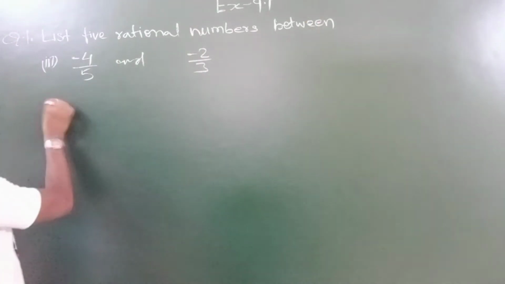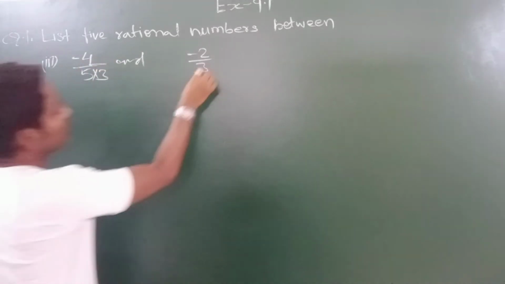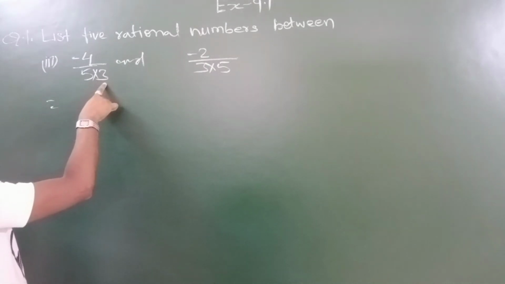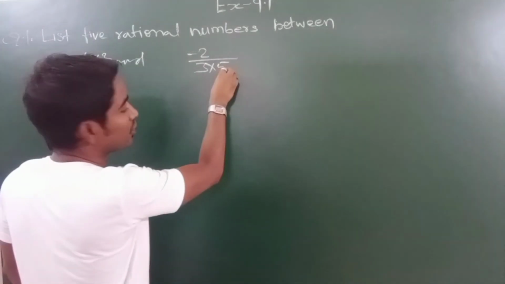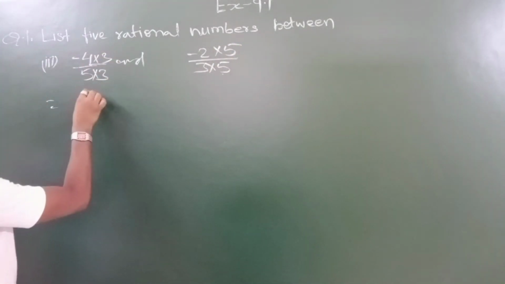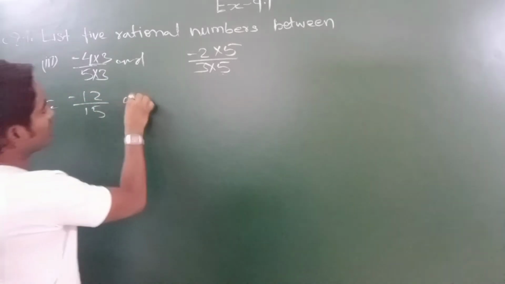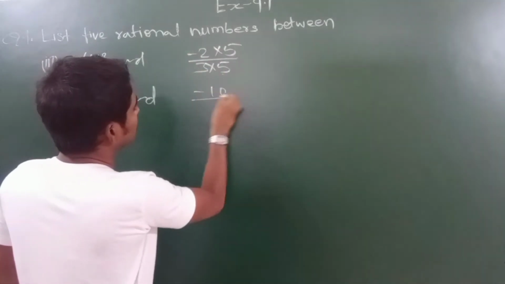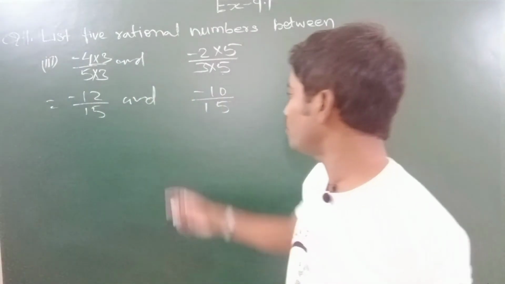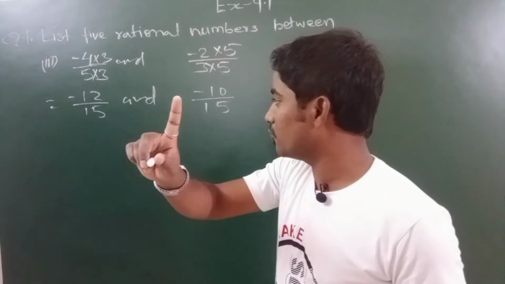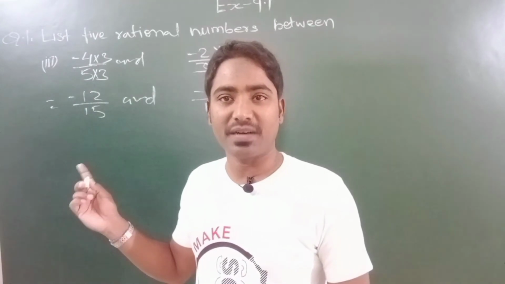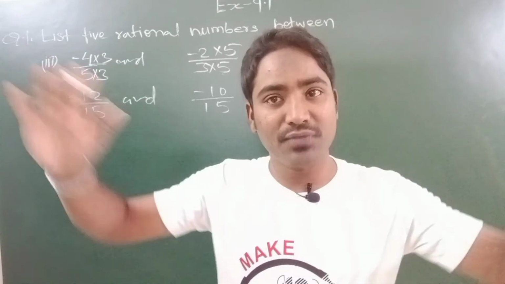Here we will multiply by 3 and here we will multiply by 5. Now both our denominators are the same. If we multiply the denominator by 3, we have to multiply the numerator by 3 too. Here the denominator is multiplied by 5, so the numerator must also be multiplied by 5. Now after multiplying you will get -12/15 and here you will get -10/15. Now you can see both have the same denominator and there is only one space between them: -10, -12. So -11/15 is the only rational number we can see easily, although there are infinite rational numbers that we cannot see.